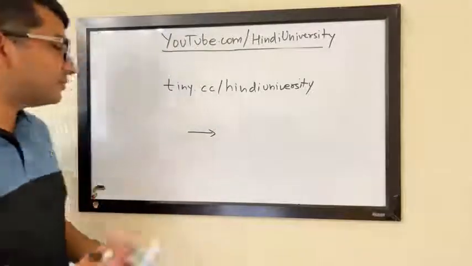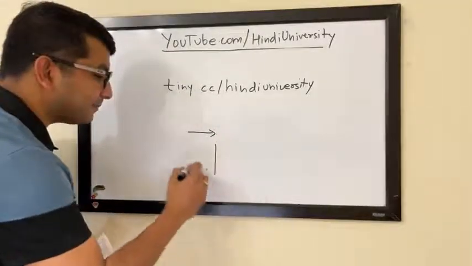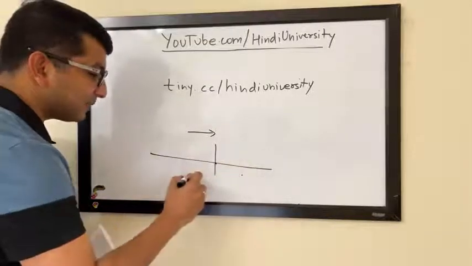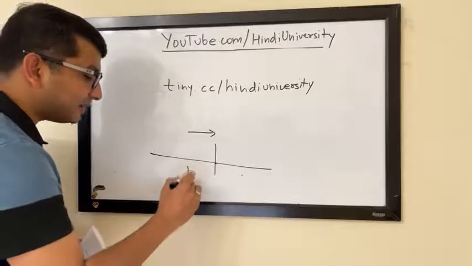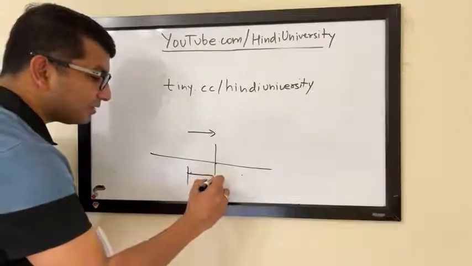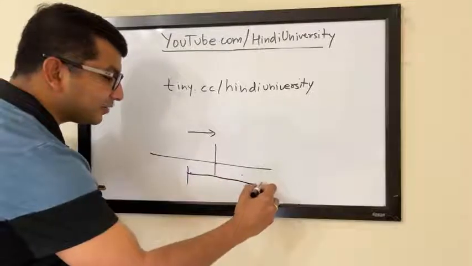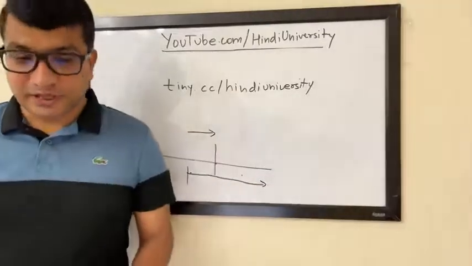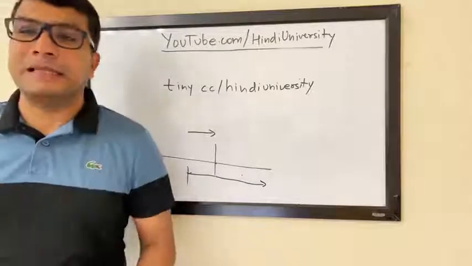What if something, let's say this is the time frame, and this is the present, and this is the past. What if something that you started in the past is going on in the present, and it will go on in the future as well? How about those kinds of sentences? How do you say them in Hindi?